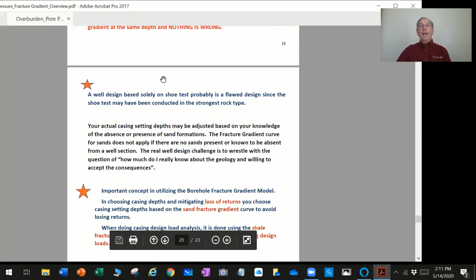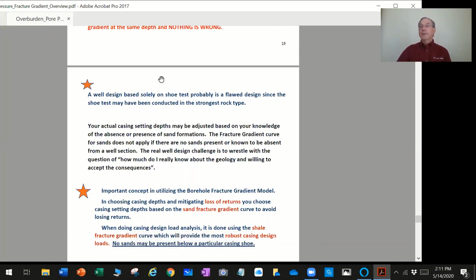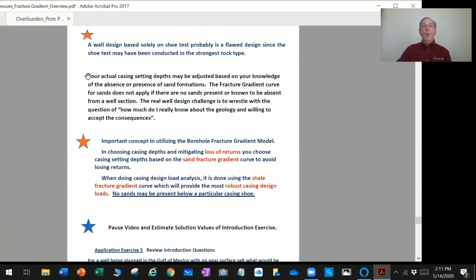So a well design based solely on a shoe test is a flawed design, because you may set the casing shoe in the very strongest rock, but 50 feet below that very strong rock, you have this very weak rock that is going to fracture and cause you to lose returns.